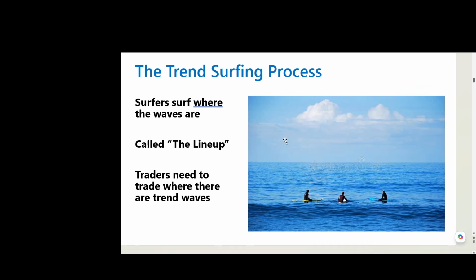wave. Now, in the trend surfing analogy or in the surfing analogy, we talk about the lineup. The lineup is where the surfers sit to catch a wave. And there are only going to be 3 places where we're going to sit and catch a wave. But if you ever hear me talk about the lineup, then that's what I'm talking about. I'm talking about where these guys are sitting and the waves are going to come through that location and they're going to jump on a wave.